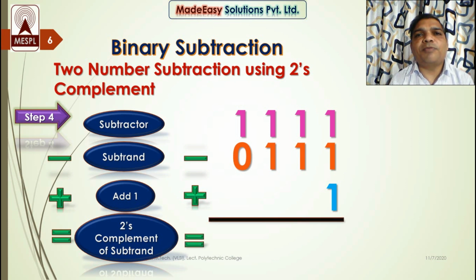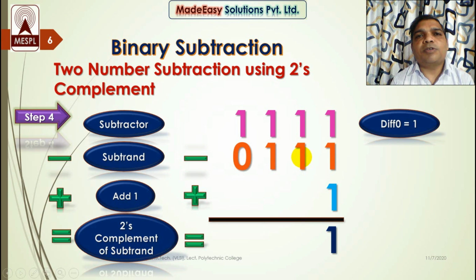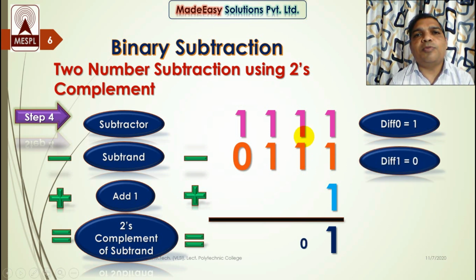So perform the operation from LSBs. 1 subtracted from 1 will be 0 and 1 added to 0, I will get the result 1. So I will put 1 over here. Now subtract 1 from 1, I will get the result 0, I will put over here.